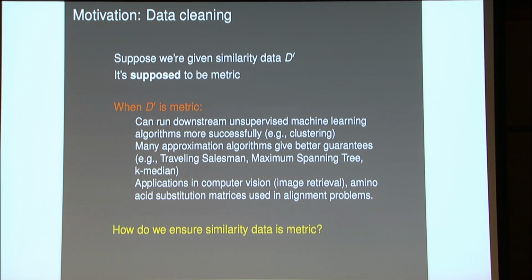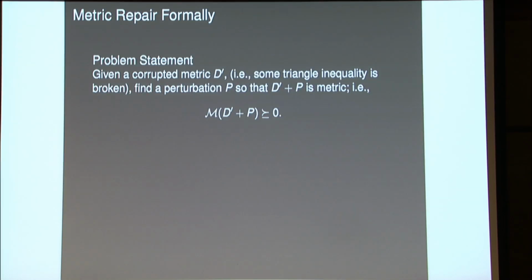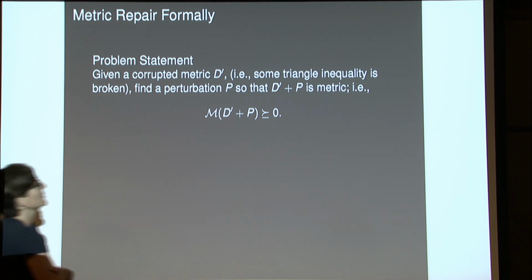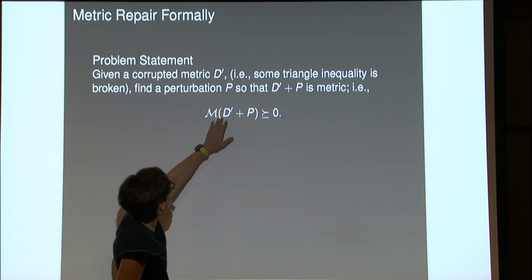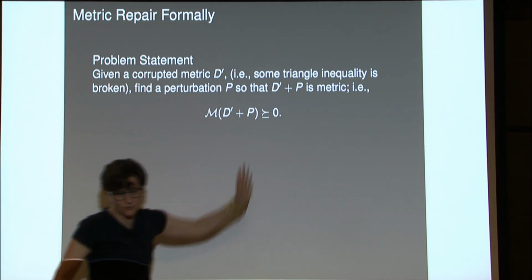So given similarity or distance data, how do we ensure that it's a metric? Before we run any of these fantastic algorithms, how do we ensure that we even have a metric? Formally, here's my problem statement for metric repair. Suppose I'm given a corrupted metric d prime, i.e. some triangle inequality is broken. Find a perturbation p such that input plus perturbation gives you a proper metric.